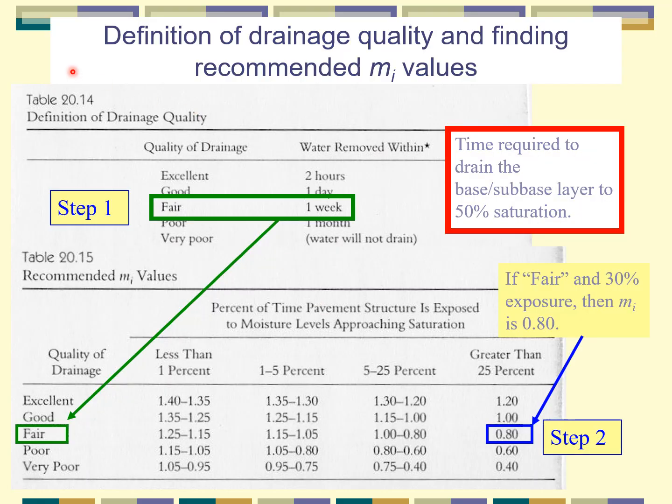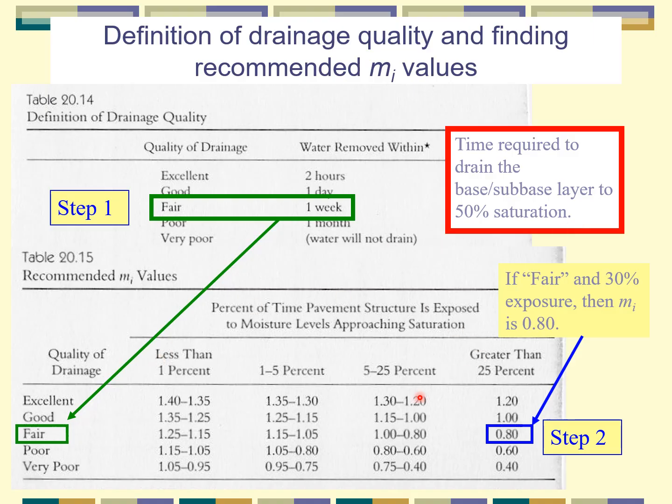In this regard, this slide is very useful. Look at this table 20.14. Here we have the quality of drainage from excellent to very poor. And look at this one, time required to drain the base or sub-base layer to 50% saturation. It is mentioned in this column. Now if we take fair quality of drainage, it means 1 week is required to drain the base or sub-base layer to 50% saturation.